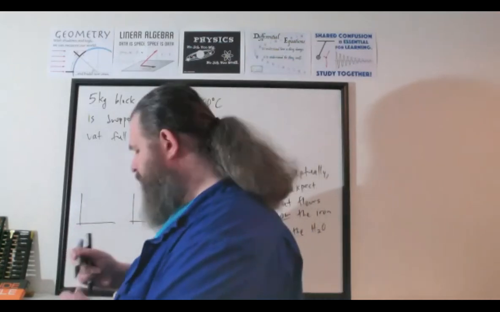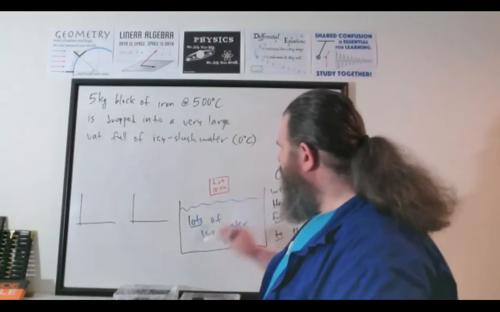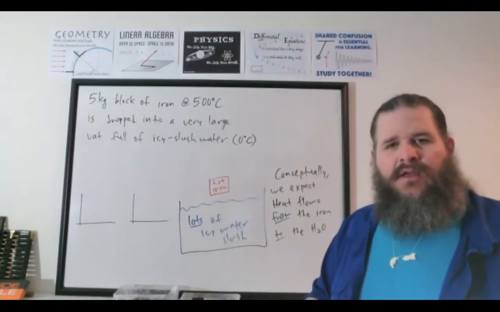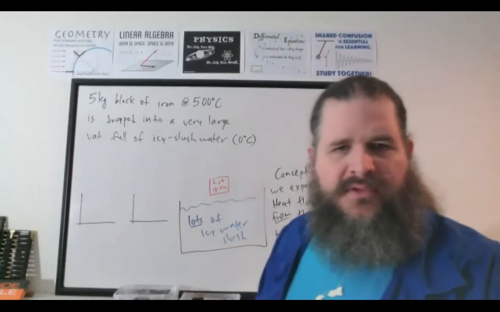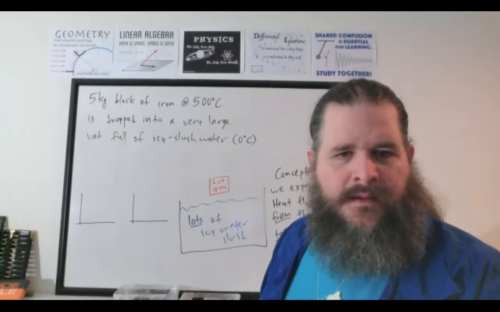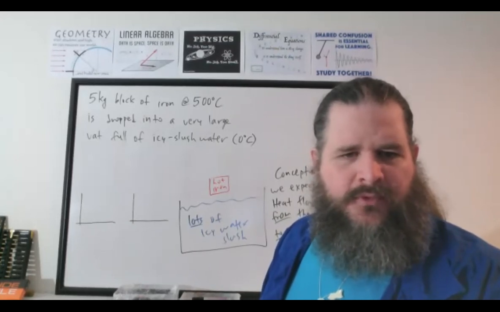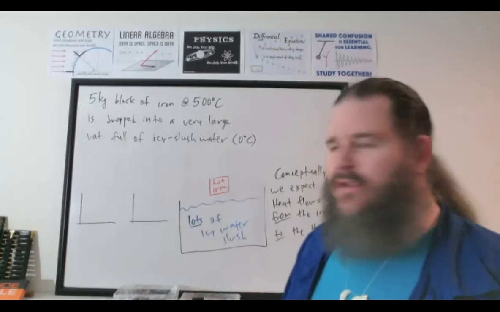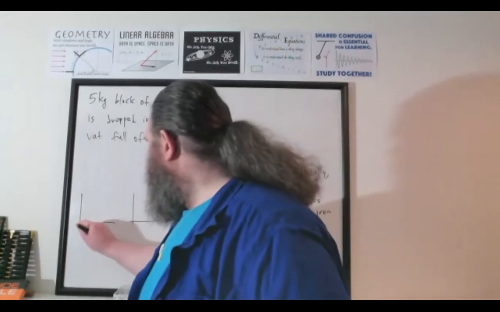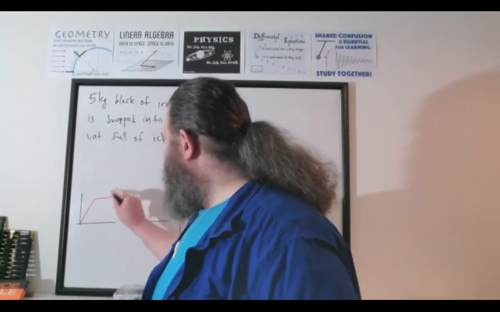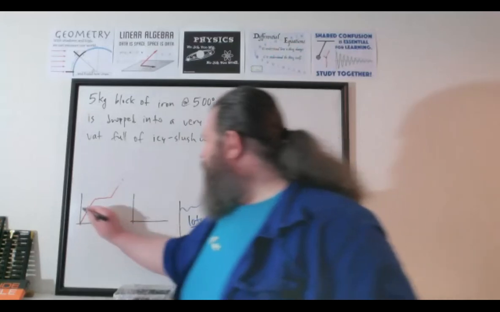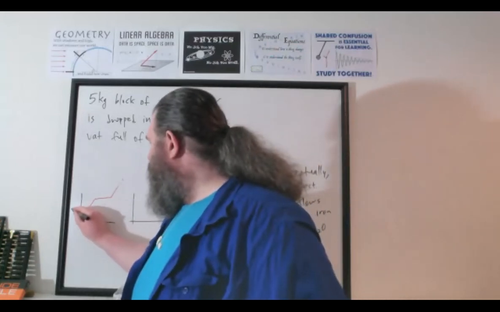So for the iron, actually, the phase change temperature of iron is much hotter than this. Melting point of iron is, what was that? Melting point, somewhere around 1200 or 1300 degrees Celsius. So this iron is nowhere near its melting point. The iron starts off at 500.